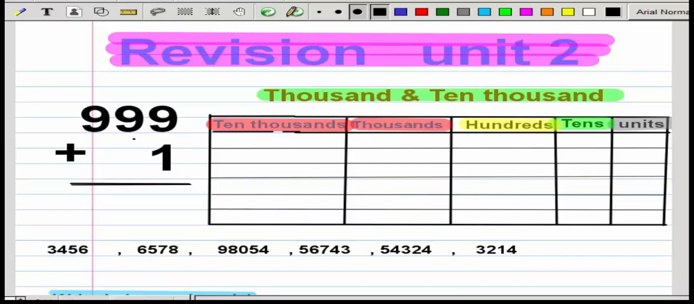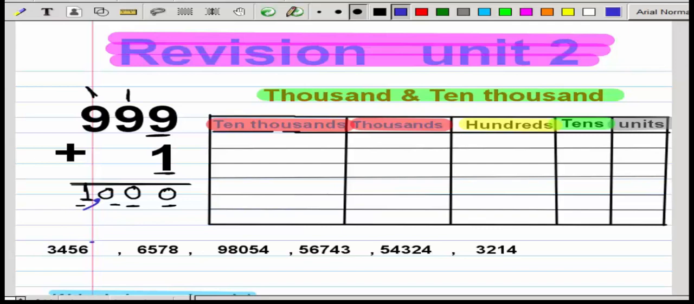If I add 1 to 999, 9 plus 1 equals 10. Here we write 0 and carry 1. Then 1 plus 9 equals 10. Here we write 0 and carry 1. Here we have 4 digits. If we want to read this number, we count 1 2 3 and put a comma after 3 digits. In this form, it is called 1000.